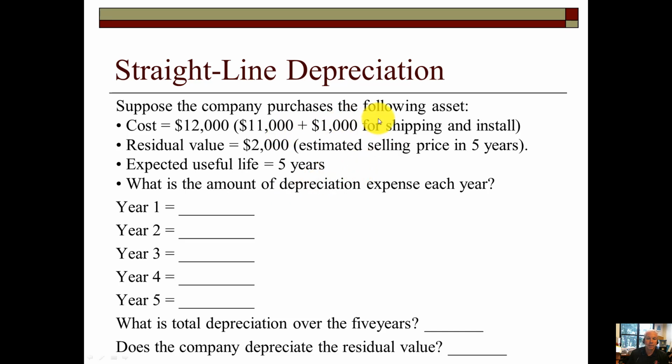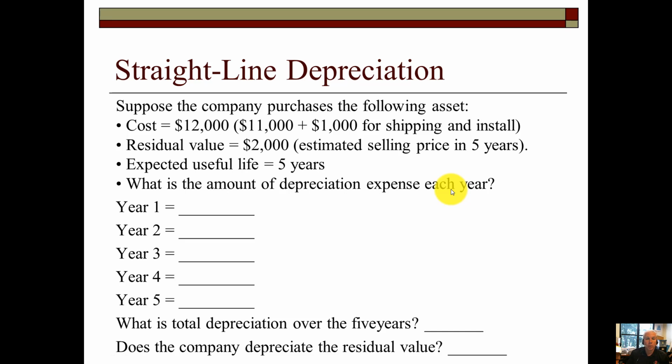So let's assume that we have the following asset that was purchased. Let's assume that the asset cost $11,000, but we incurred $1,000 for shipping and to install the machine. The $1,000 would be a necessary cost, so we would add it to the original cost to get a total historical cost that we would capitalize of $12,000. We estimated the selling price of the asset in 5 years, which is known as residual value, to be $2,000. We estimated the expected useful life to be 5 years.